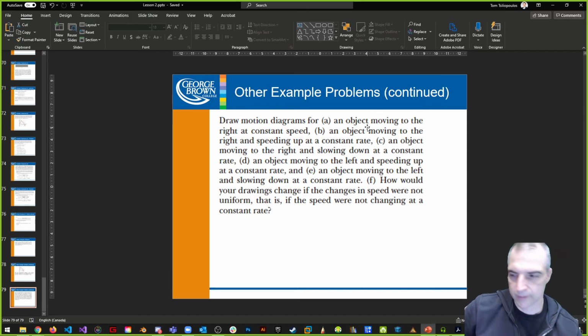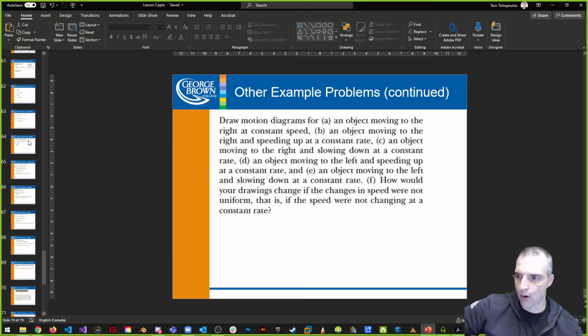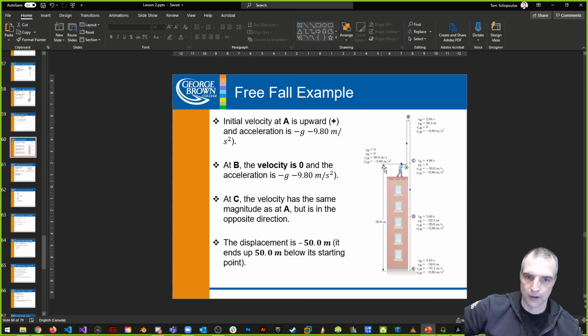But the one you want to solve is the one that we did wrong. How do I solve this problem? It's asymmetrical from this point on. So from here, from initial velocity at A upwards, and we can look and see what it says here. At B, the velocity is 0. At C, the velocity is negative, downwards. And the displacement, and look at this, the displacement is minus 50 meters. That ends up 50 meters below the starting point. So that's another way of looking at it.